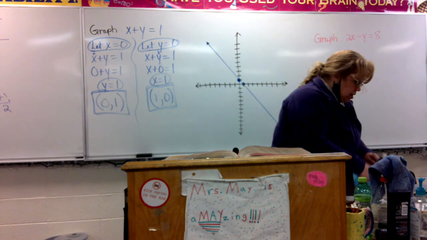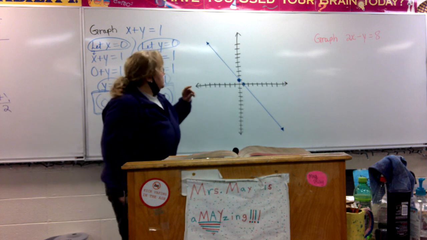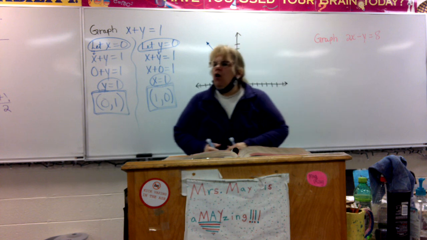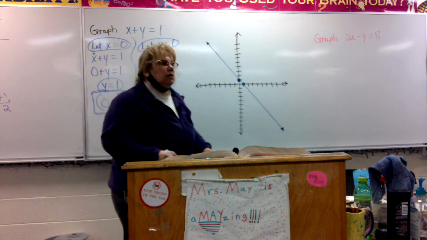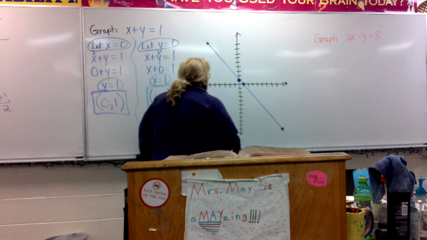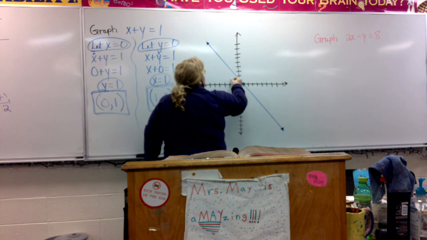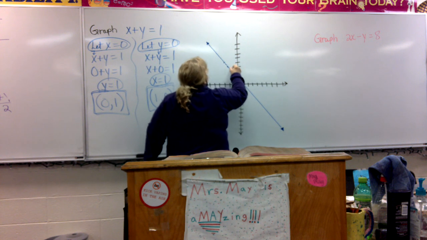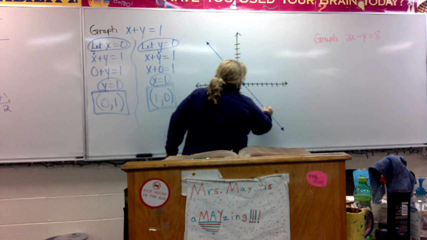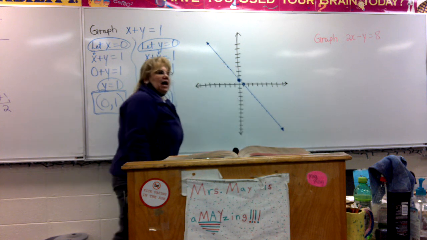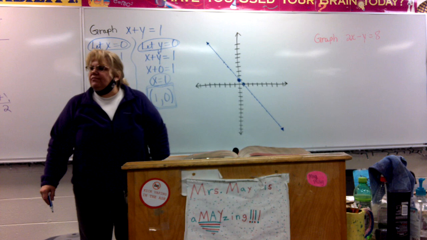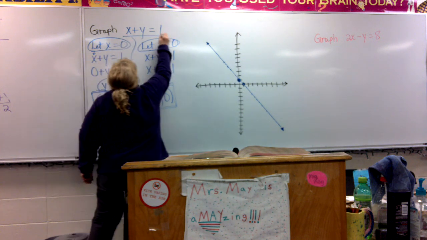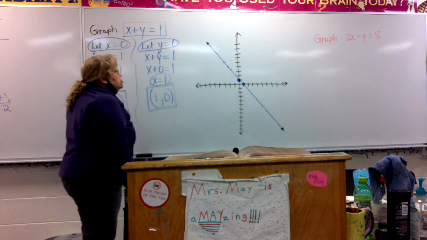Now, over here. Oh, and by the way, this line, it's made up of a whole bunch of points, right? It's made up of a whole bunch of x, y, x, y, x, y. This is a whole bunch of points on the line, an infinite number of points on the line. And every one of those points solves this equation.